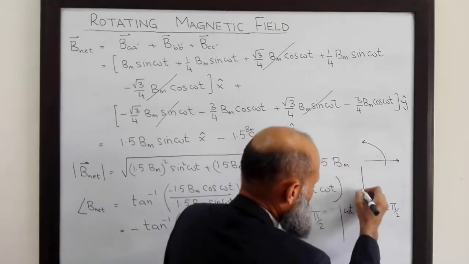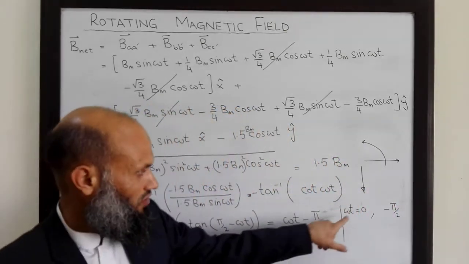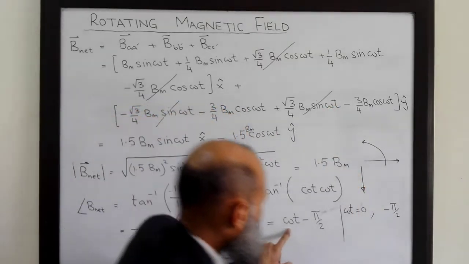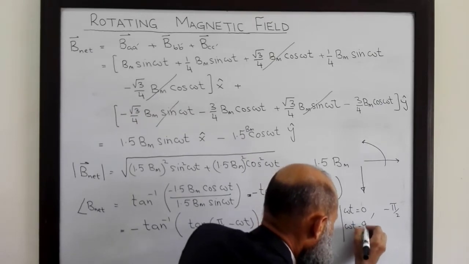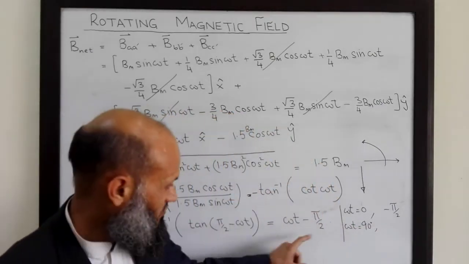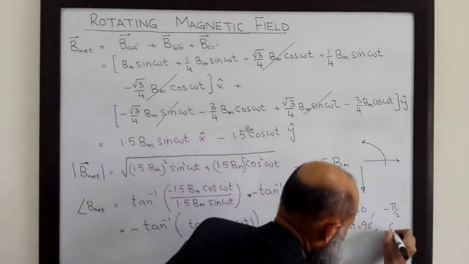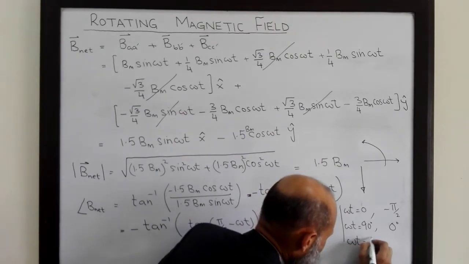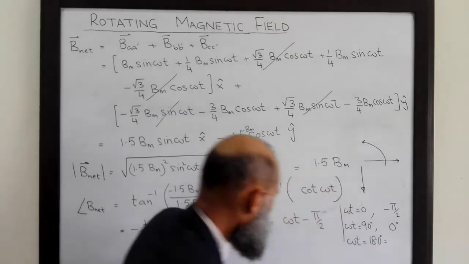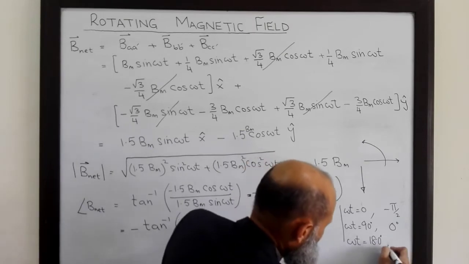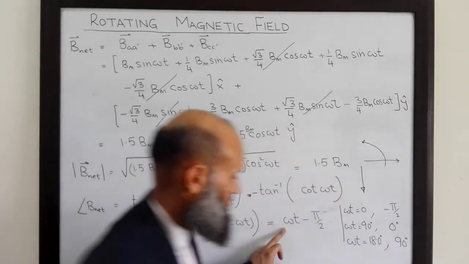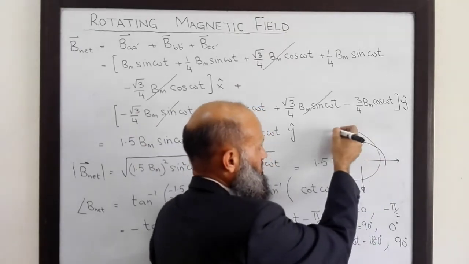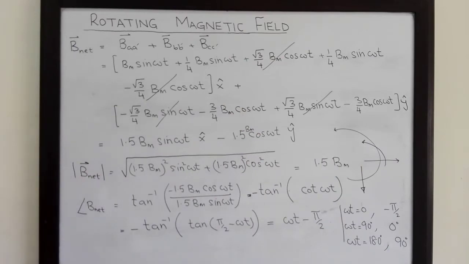That is, we had this situation at omega t equal to 0, the resultant flux density vector was downwards. At omega t equal to 90 degrees, the angle of the resultant vector is 90 degrees minus 90 degrees, which is 0 degrees. And at omega t equal to 180 degrees, this angle comes out to be equal to 90 degrees, pi by 2. That is, the resultant vector is rotating in this direction.